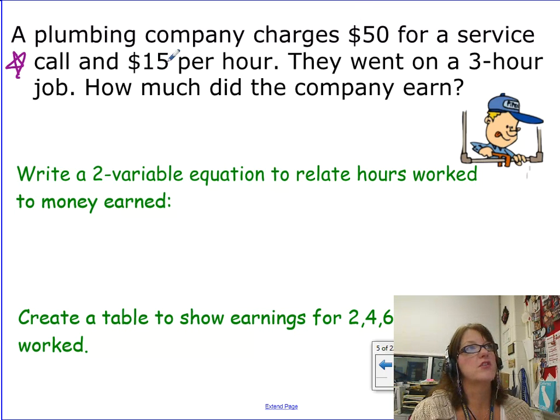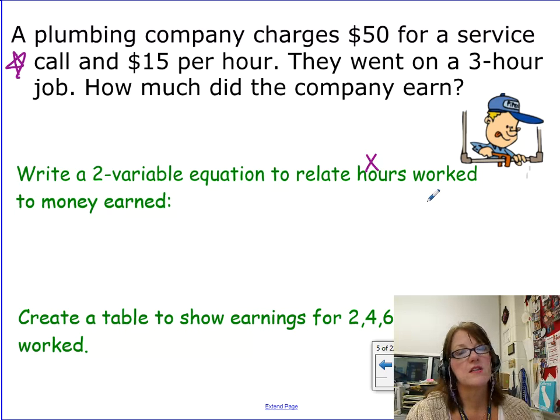Plus, they're going to charge you $15 per hour for the work. They went on a 3-hour job. How much did the company earn? First thing it says is, can you come up with a 2-variable equation to relate the hours that are worked to the money that was earned or charged? Now, you can use X and Y if you want, if that makes you more comfortable. X is going to be the hours, and Y is the money. If you want to use H for hours and M for money, you can do that too. I'm going to stick with X and Y.